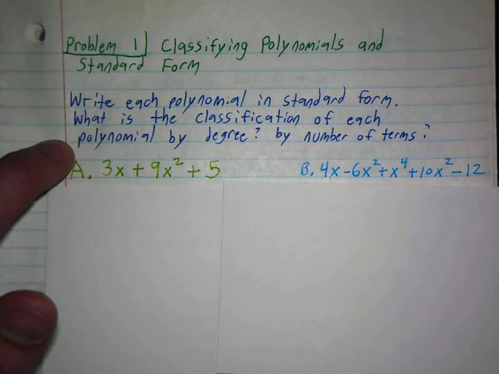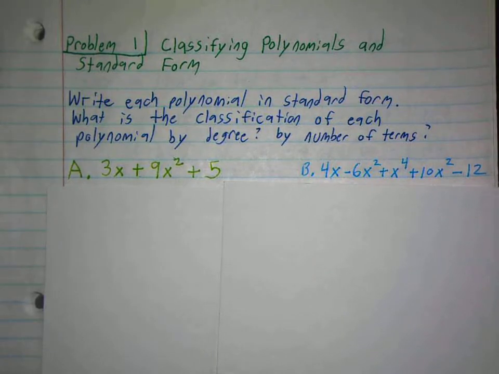That's the highest exponent. And remember, if there are no variables, it's a constant. First power is linear. Second is quadratic. Third is cubic. Fourth is quartic, because there's 4 quarts in the gallon. And fifth is quintic. And then I also have to classify it by number of terms.